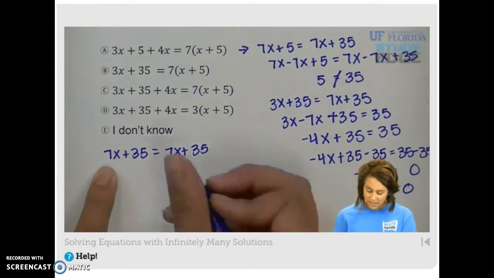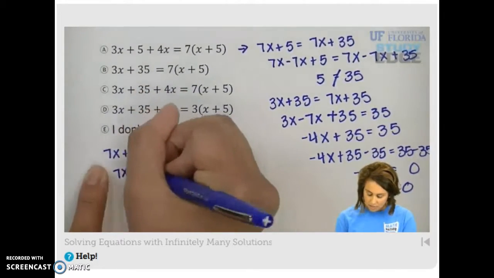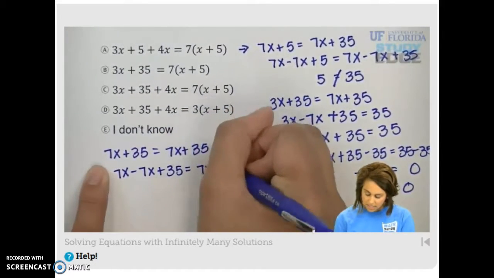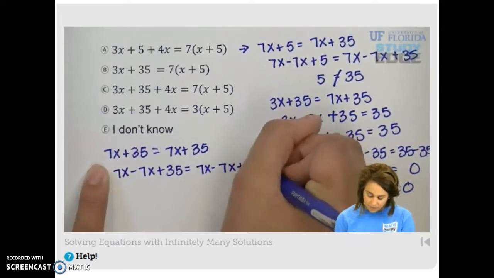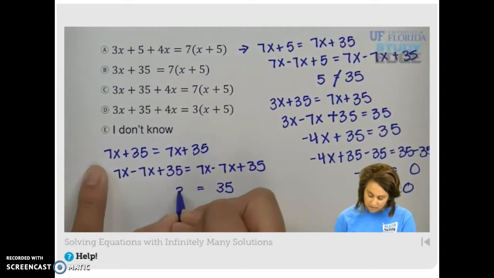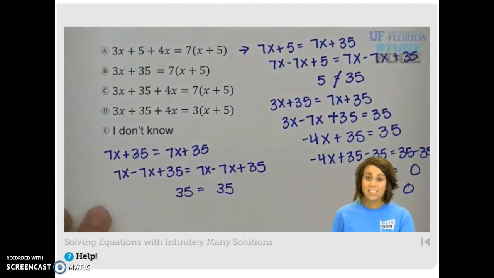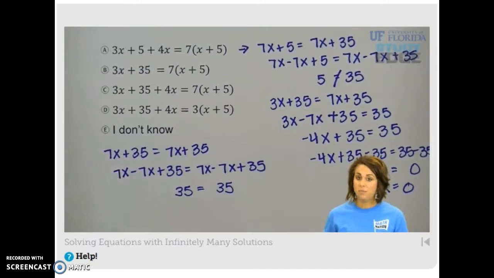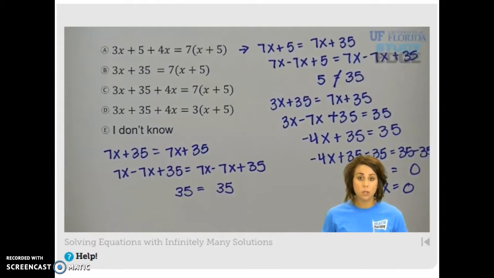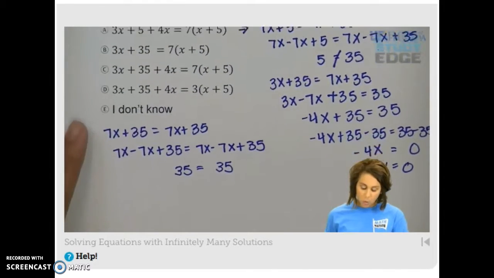If we subtract 7x from both sides, we have 7x minus 7x plus 35 equals 7x minus 7x plus 35. So on the right-hand side, we have 35. What do we have on the left-hand side? 35. That means that we've got infinitely many solutions. Same number on the right as on the left. Anything we plug in for x, whether it be 1 or 100 or 1,000 or 1 million or 2 million, we're going to get the same thing on both sides of the equation, which tells us there are infinitely many solutions to our equation. What about D?